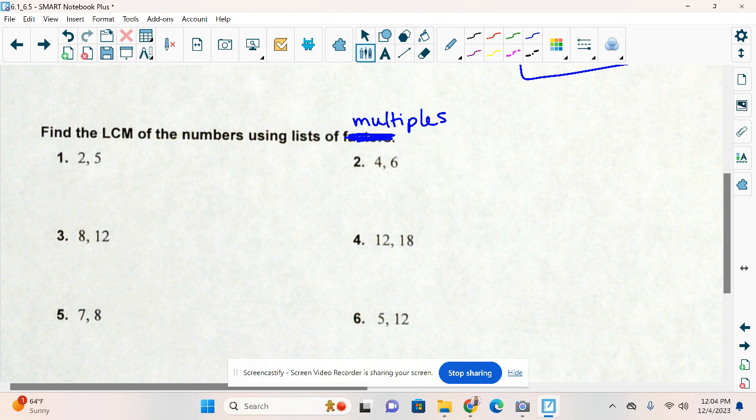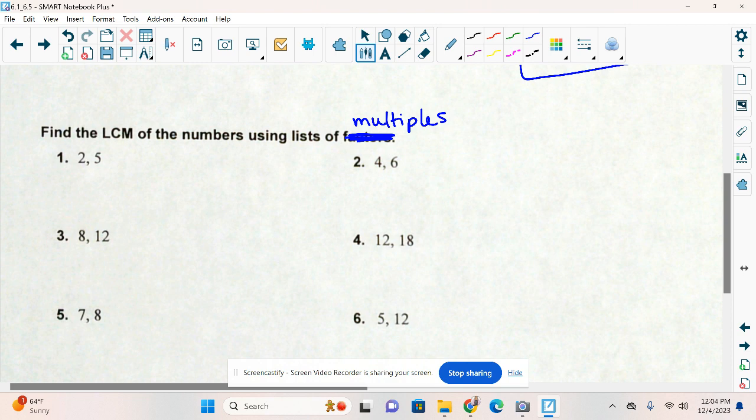So we're going to practice some with the listing method, and we're going to practice some with the slide method, and then at the end of the day, I'm not going to tell you which one to use. You pick the best method for you, okay?